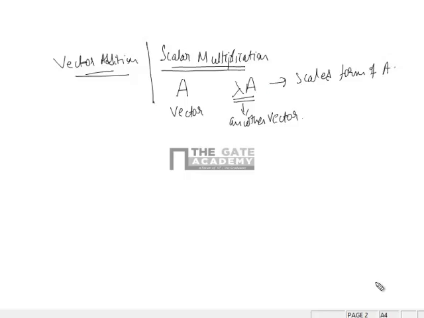So for example, if I represent vector A like this, what is the scaled form of A? It can be a vector like this or it can be like this. Let me call this lambda 1 A and this lambda 2 A. By scaling, I mean I either stretch or shrink the vector. The direction of the vector is still the same.